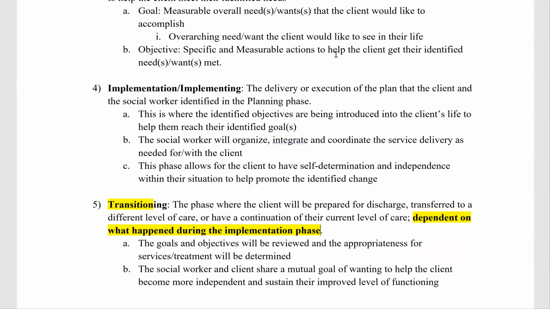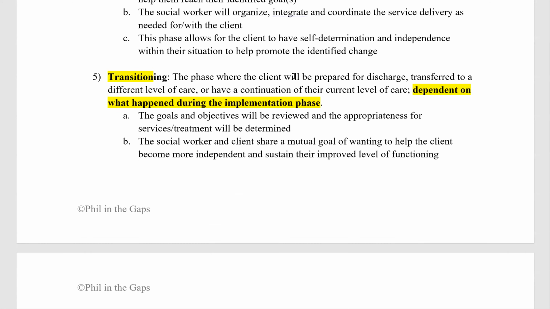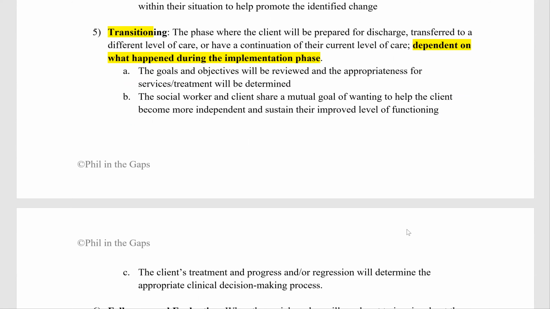After we develop the plan, we're going to implement it. We're going to put an action to it. We're going to do the dang thing. And after they do the dang thing, we're going to have a transition period of, did everything go well? Do you need a higher level of care? Do you need to stay the same? Or do you need a lower level of care and or discharge from services in general?